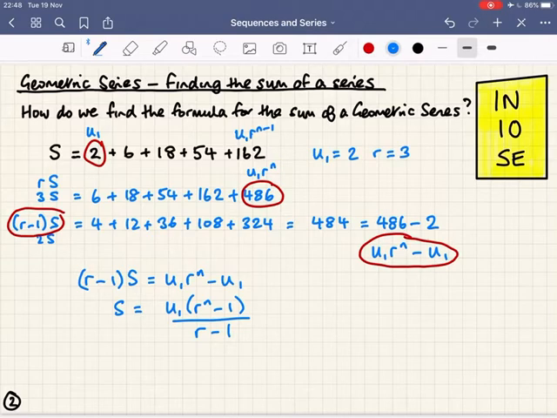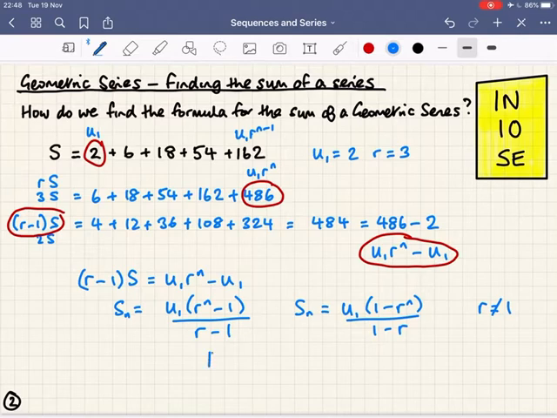In fact, there is a second version of that formula. We can also write things the other way around: 1 minus r to the n over 1 minus r. They both give exactly the same result. We can't use either of these where r is equal to 1, because we can't divide by 0.